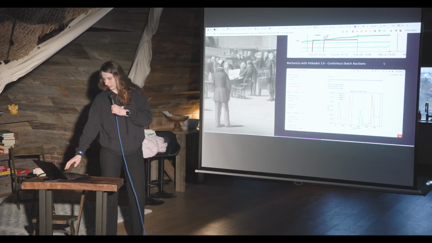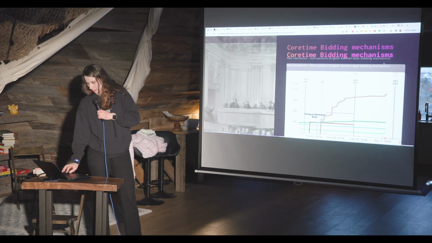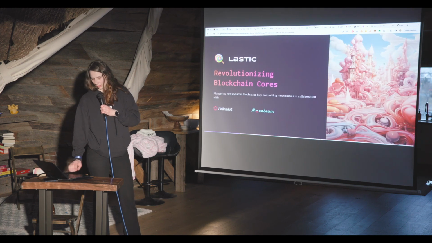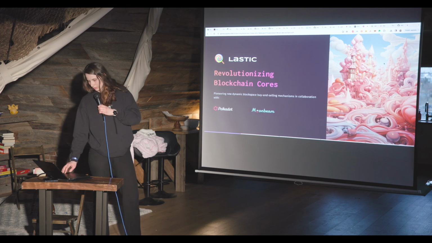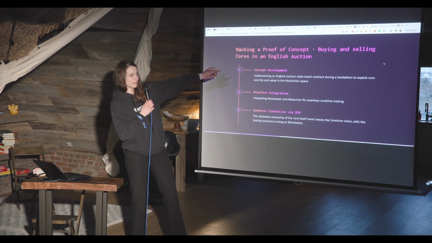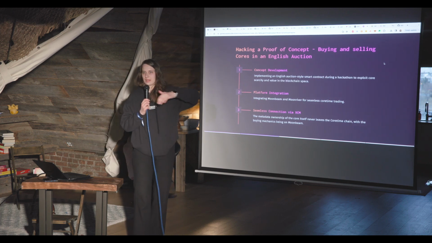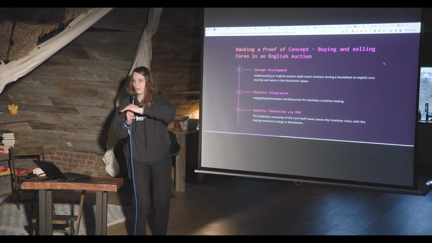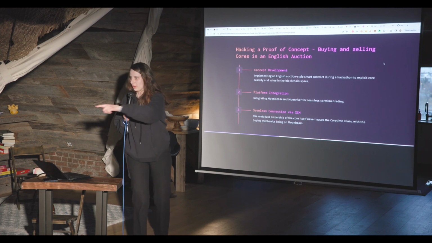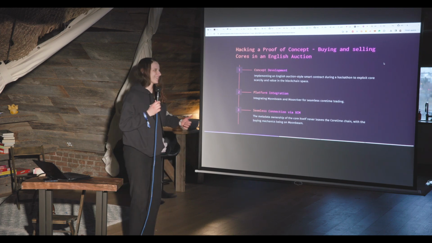So what do we do at Elastic? At this hackathon, we wanted to create a proof of concept with Polkadot and Moonbeam to introduce back the English auctions. English auctions is basically selling from bottom to up. So you bid more, you bid more, who bids, you bid, like that.